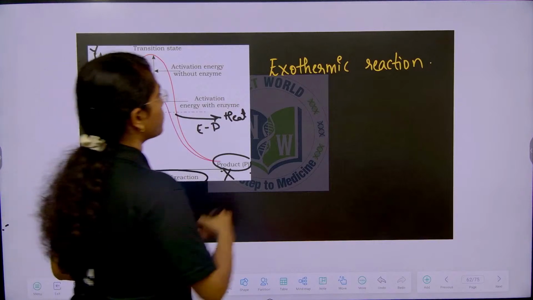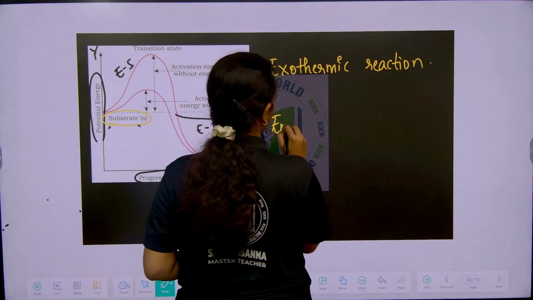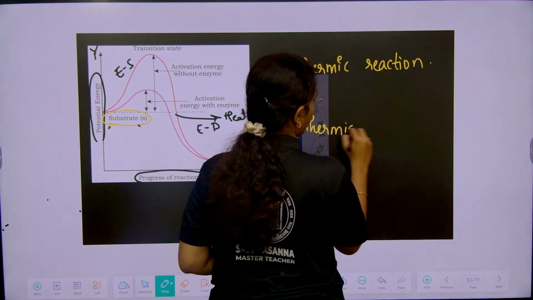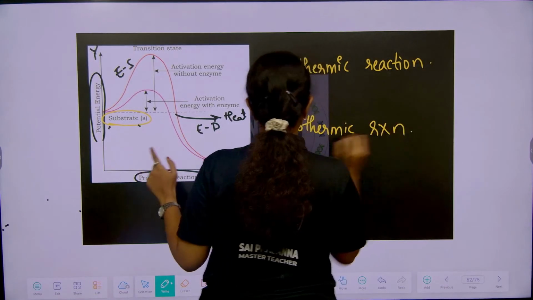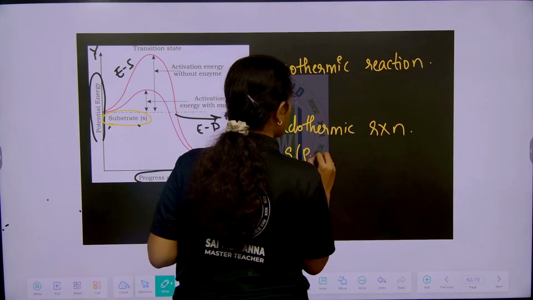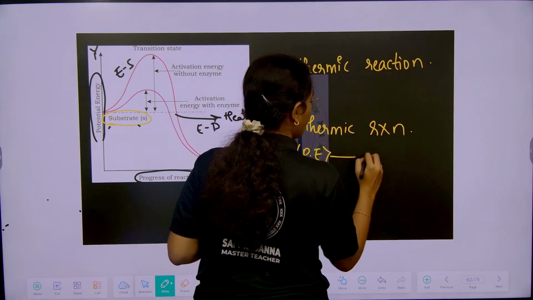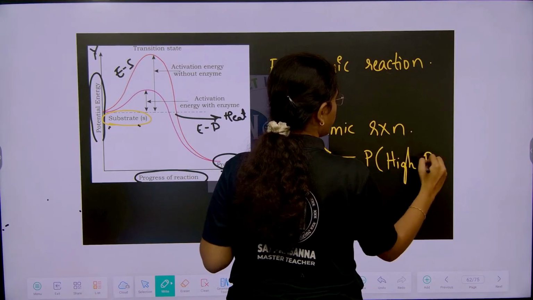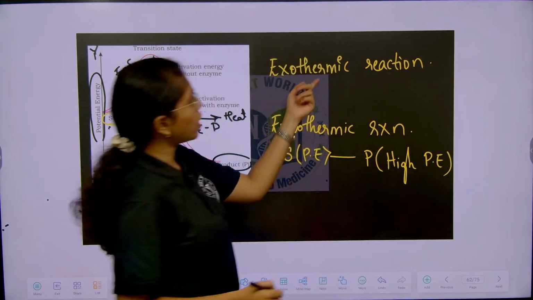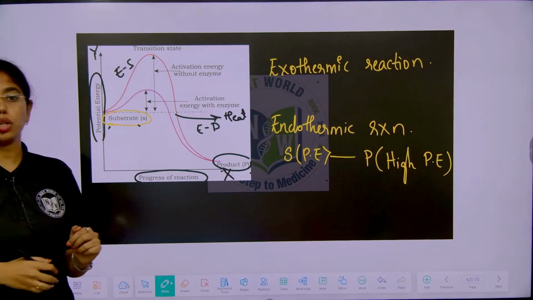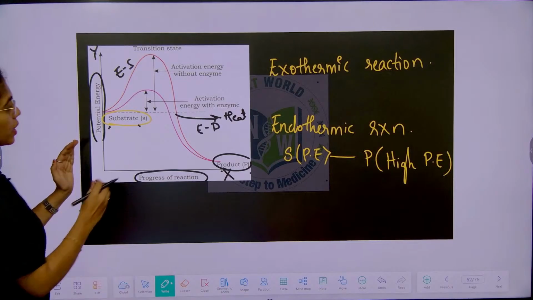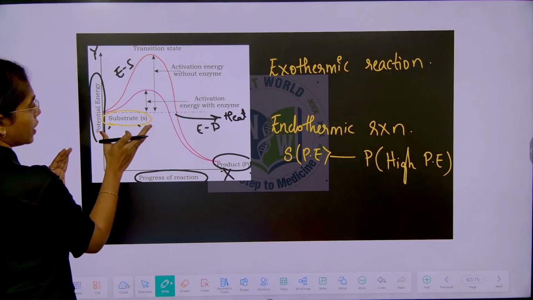Endothermic reaction. The substrate will have low potential energy and the products will have high potential energy. Vice versa to this is what reaction? Exothermic reaction. Clear, all? Now let us look at this reaction specifically.